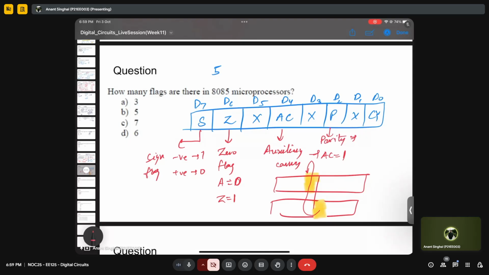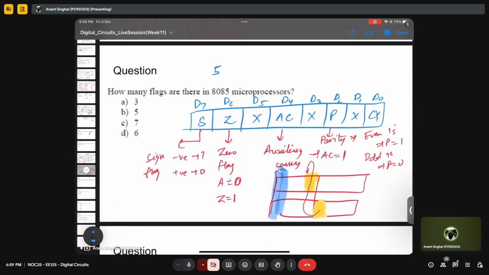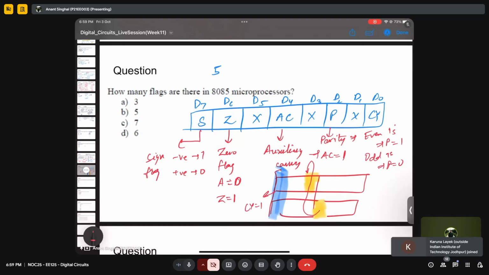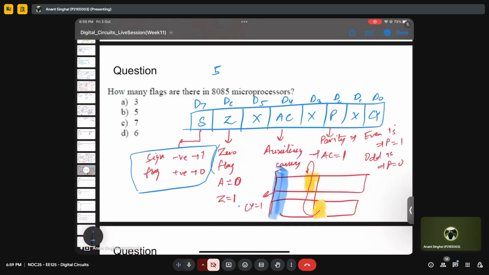Then we have parity. Parity I already told you: if we have an even number of ones, then your parity is 1. Otherwise, if you have an odd number of ones, then your parity is 0. And at last we have the carry flag. Carry flag means whenever we get a carry out at the end, then my carry flag will become 1. So these are all the actual flags that we have in an 8085 processor. One is sign, the second is zero flag, the third is auxiliary carry, the fourth is parity, and the fifth is carry flag. So the correct answer to this problem is option B.